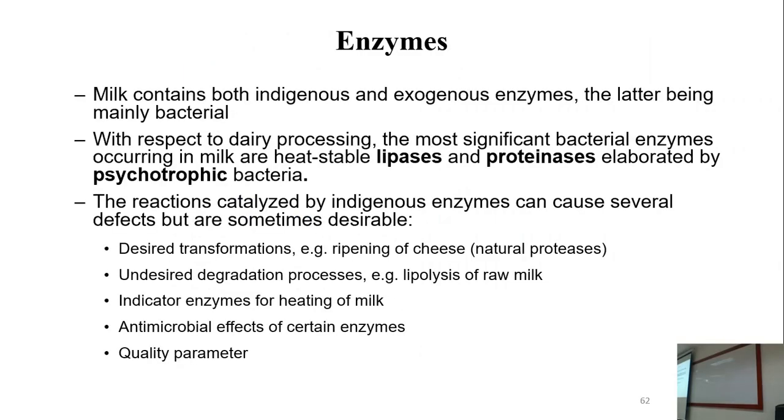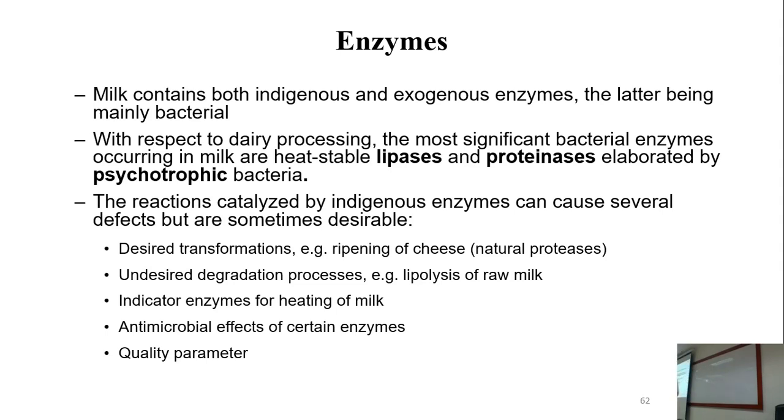So in milk, there are quite many enzymes, including indigenous enzymes and exogenous enzymes. Indigenous enzymes mean the ones that are naturally in milk. Exogenous means the ones that come from outside, especially from bacteria. Bacteria or microorganisms need enzymes to work, to digest nutrients, to take in nutrients, and so on. And when they contaminate the food, they also bring with them a lot of enzymes.